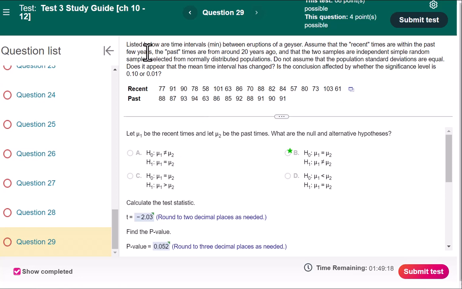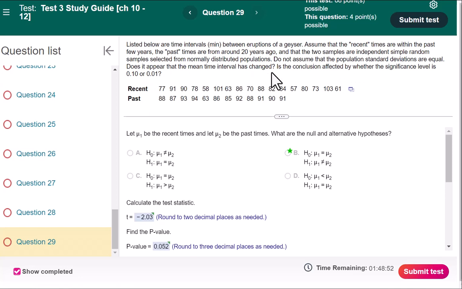Same question here. Listed below are the time intervals between eruptions of a geyser. Assume that the recent times are within the past few years, the past times are from around 20 years ago, and that the two samples are independent. Independent means two-sample t-test, selected from normally distributed populations. Don't assume that the population standard deviations are equal. That means pooled is no if you use your calculator.